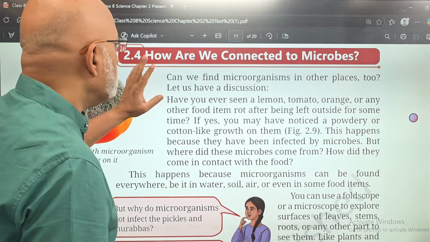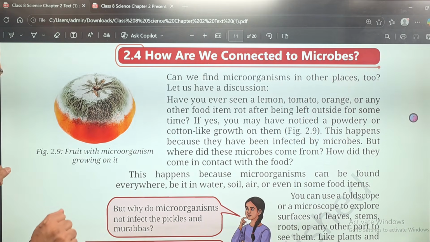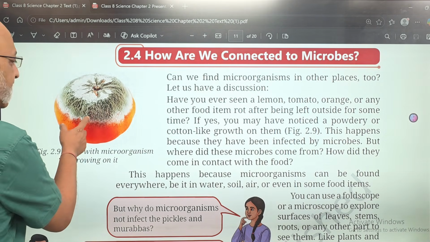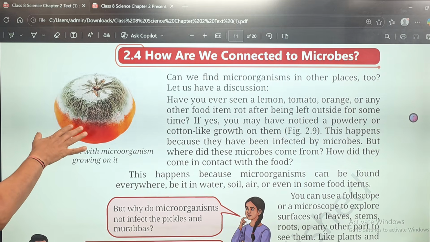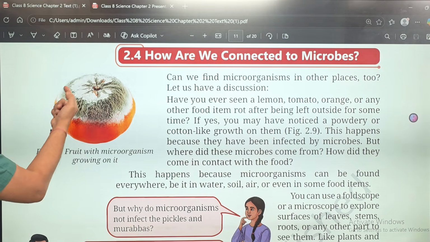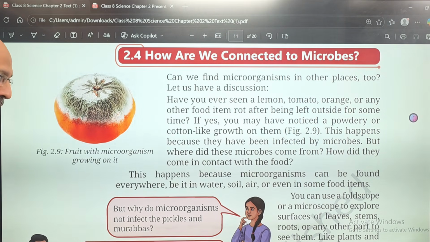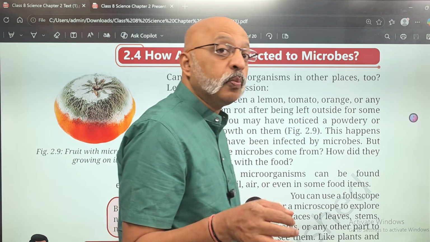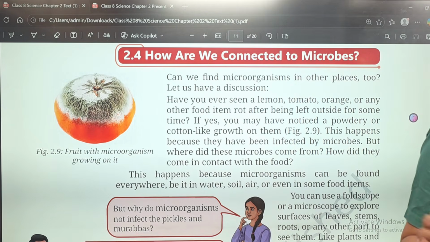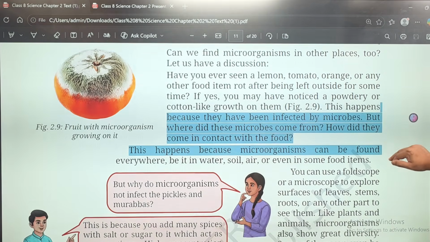Now we have understood about microbes so far. If you see this kind of a fruit, you don't keep it in the refrigerator, you keep it outside. What you see is a microorganism like fungus which has developed around this santra, around this orange. Now it is unfit to be eaten. You cannot eat it. If you eat it, there is high chance that you may fall sick. This happens because microorganisms can be found everywhere.